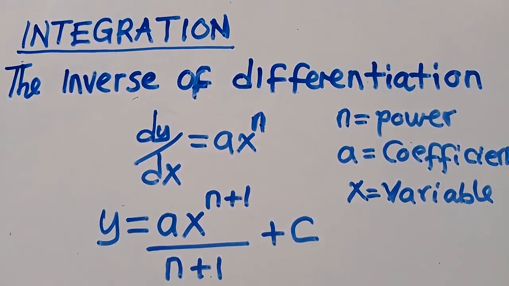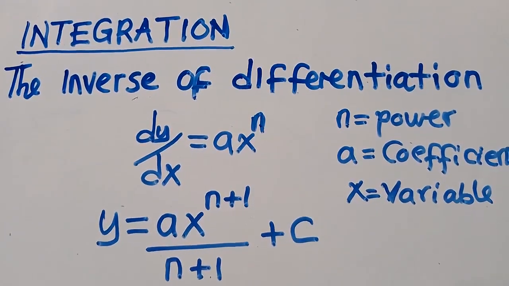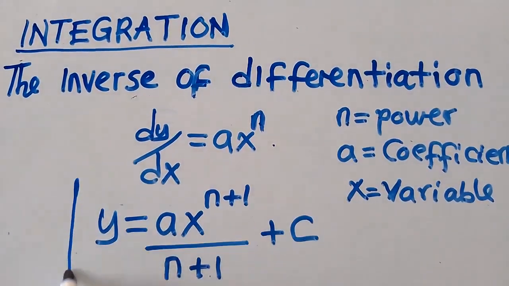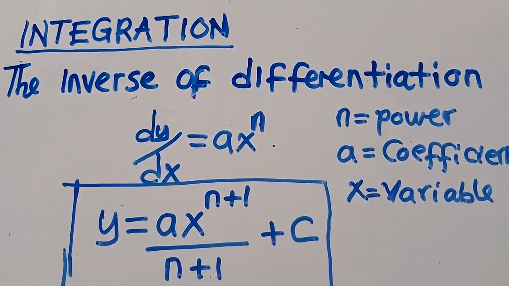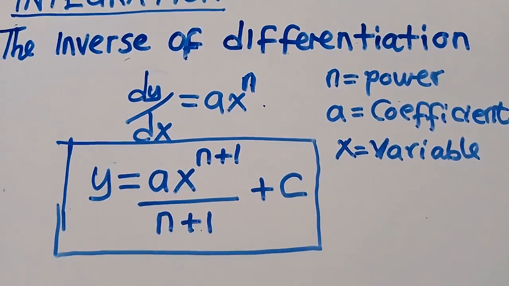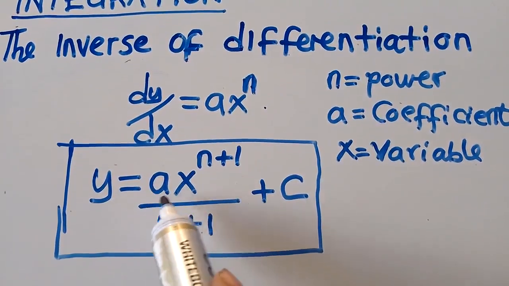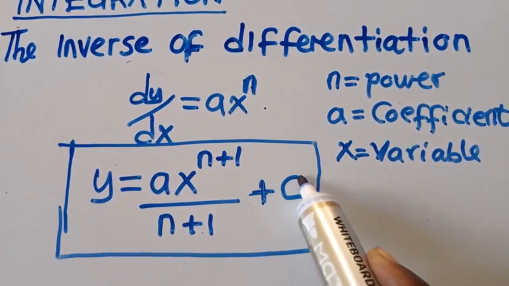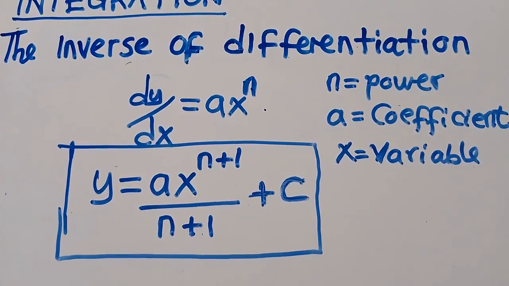This is what I meant when I said this is the reverse or the inverse of differentiation. So when you are given an expression in that manner, this is the general formula that we use under integration. This is the general formula that you need to know and understand, which is ax^(n+1) over n+1, plus c.